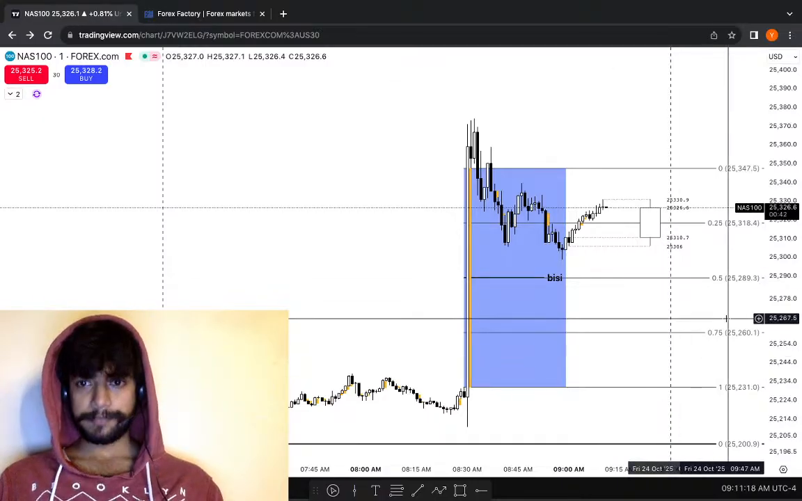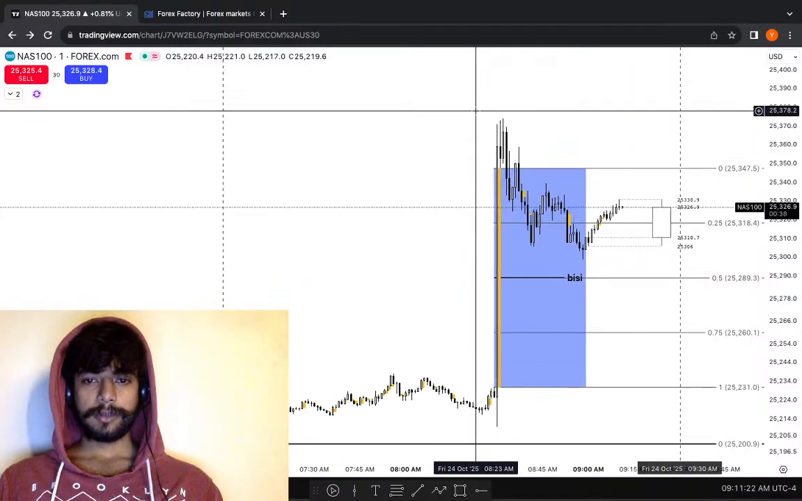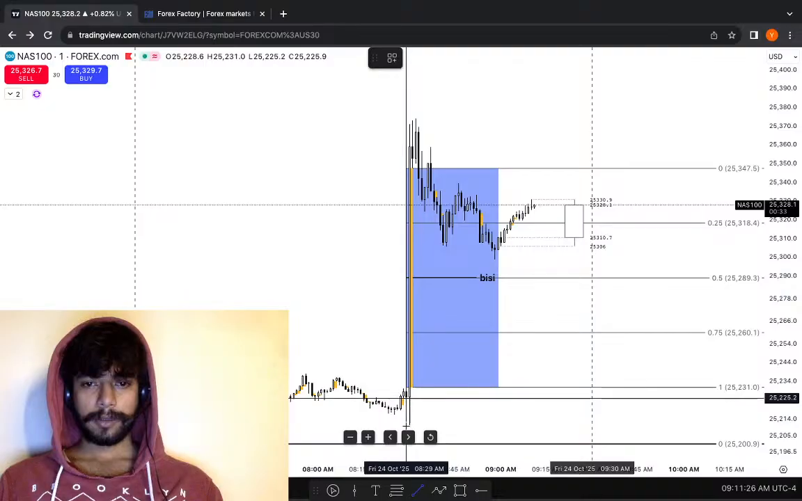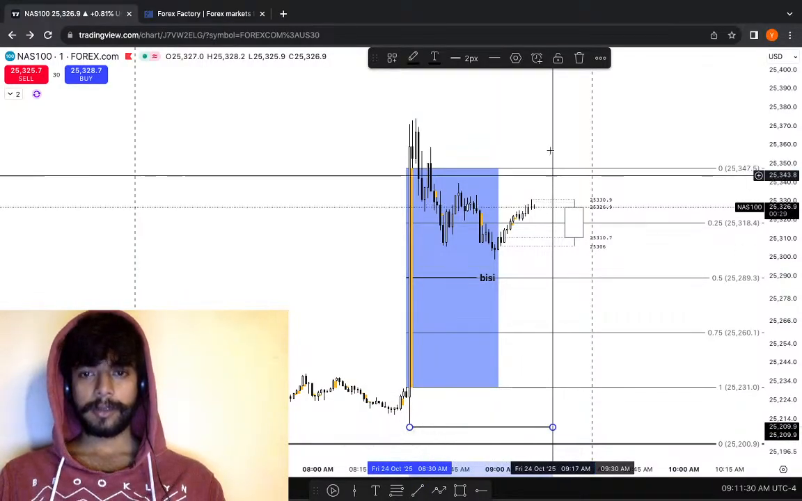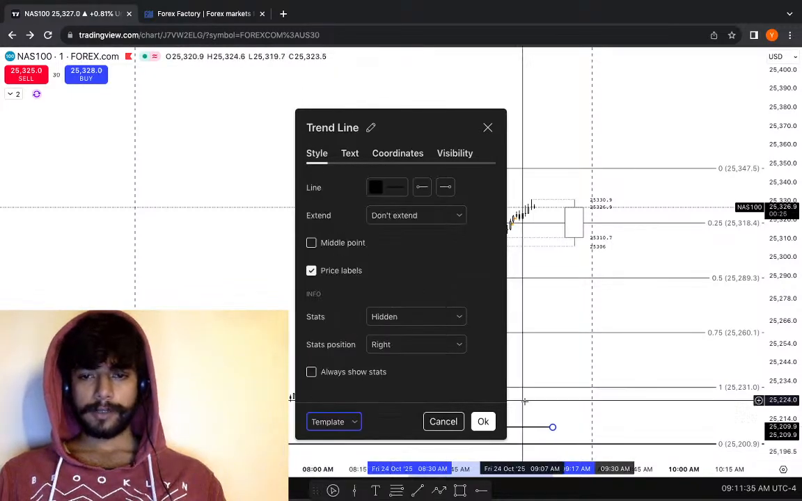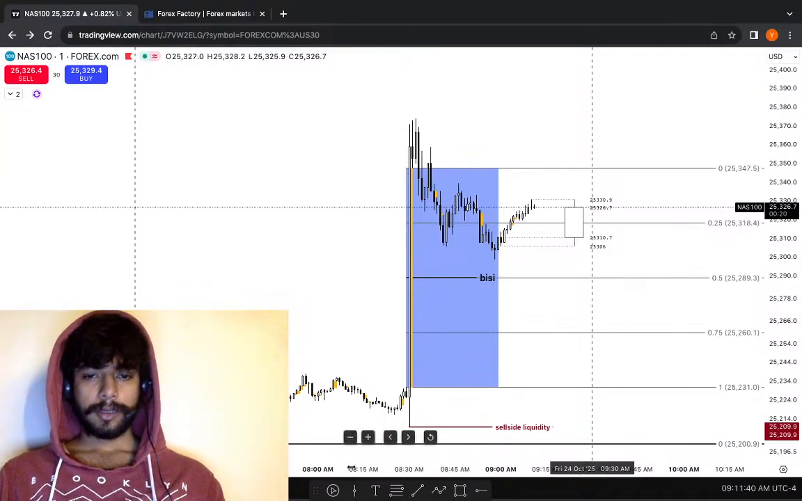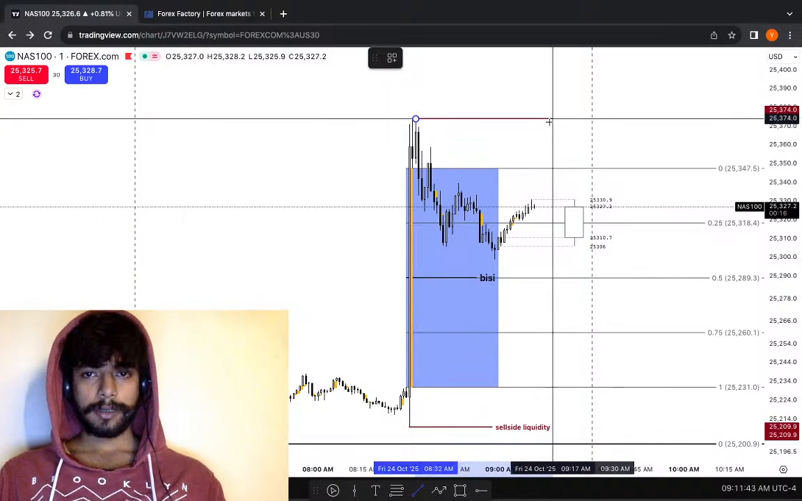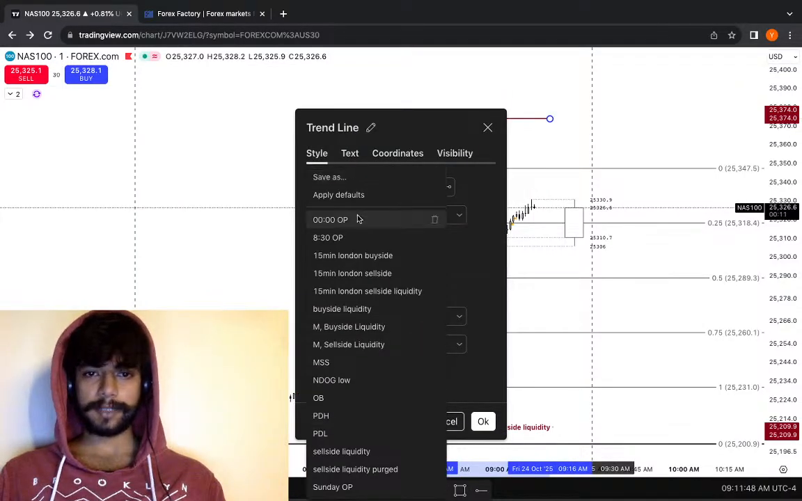Right there. So this is the pre-market session. This is the sell side liquidity resting just below here. That is the sell side liquidity, and right here is the market buy side. So that is the buy side.